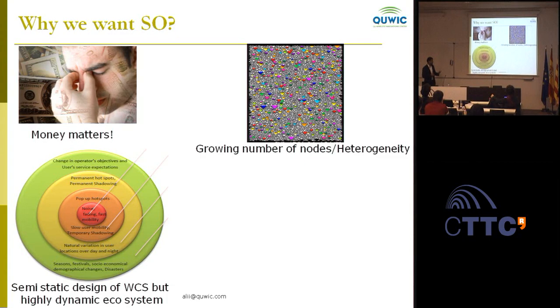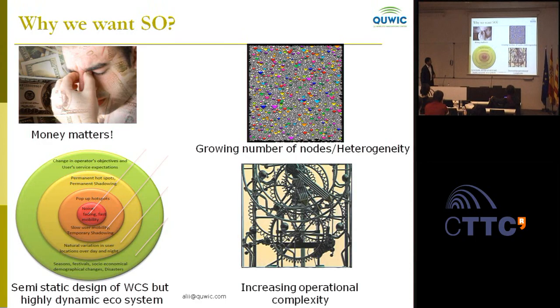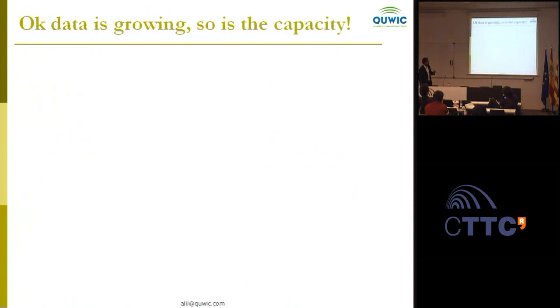So the design is semi-static, but the ecosystem is very ruthless and very dynamic. Increasing complexity is very obvious, with three or four different technologies to operate. So if you put it in a nutshell, this is why we need self-organization, but we'll go into detail.